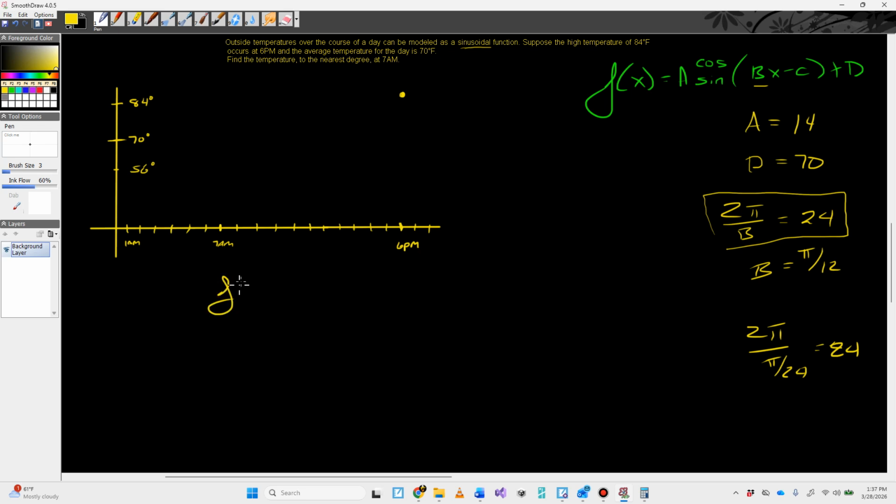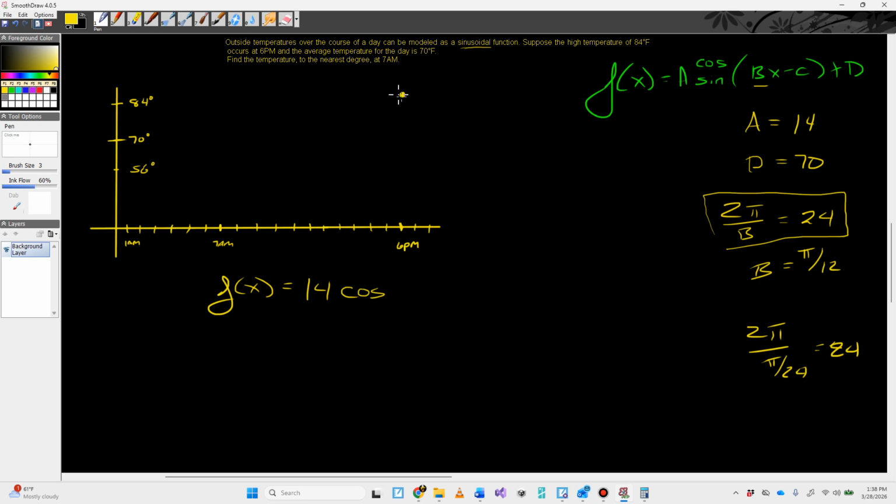We know that f of x is equal to the amplitude 14, and we know that this is going to be a cosine function. How do I know that? I know that because I'm going to be starting my graph from right here. And when I start my graph, I'm going to draw a single period. And by starting here, this also means that I have offset my starting point by 18.